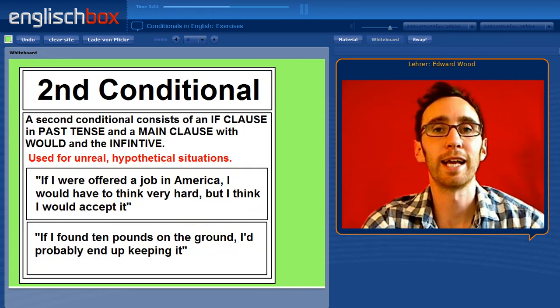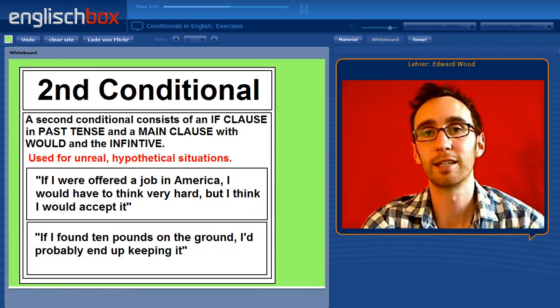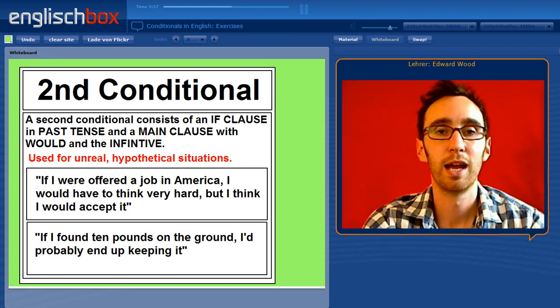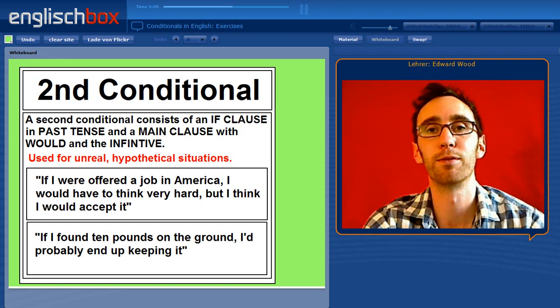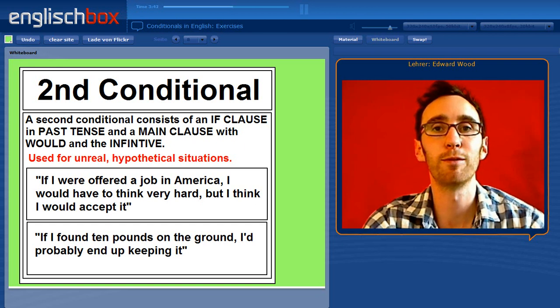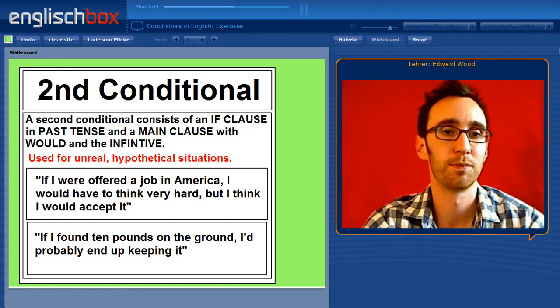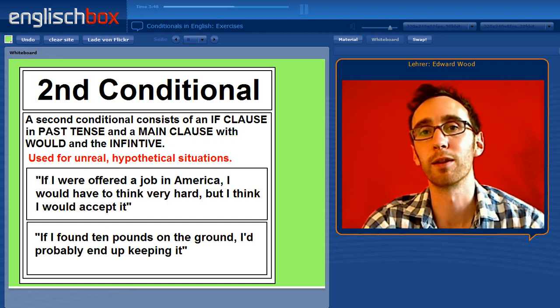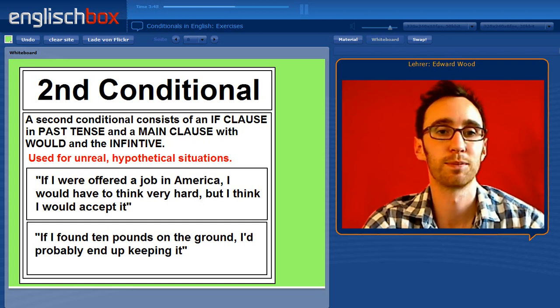Well, this is a second conditional. In a second conditional, the if clause is in the past tense, and the main clause consists of the subject, would, and the infinitive of the main verb. This is used for unreal or hypothetical situations.